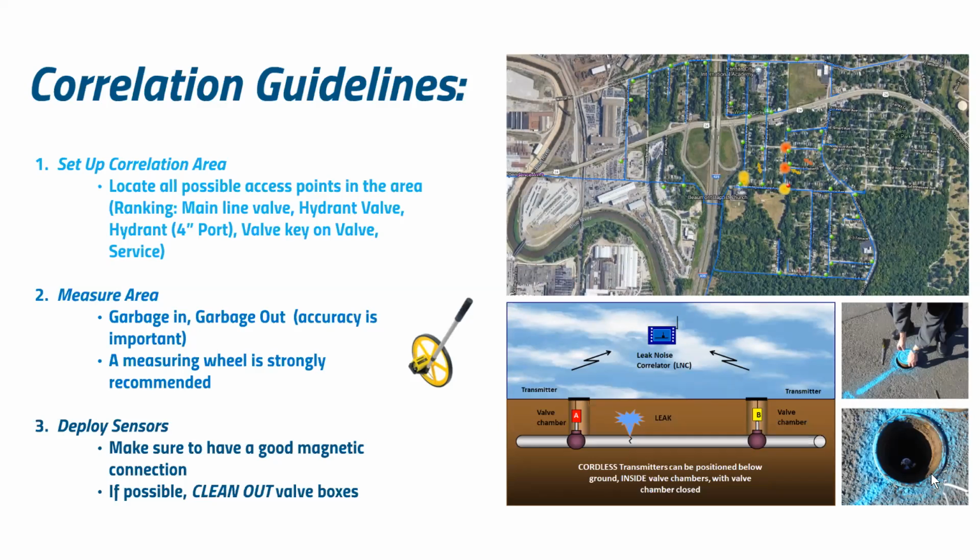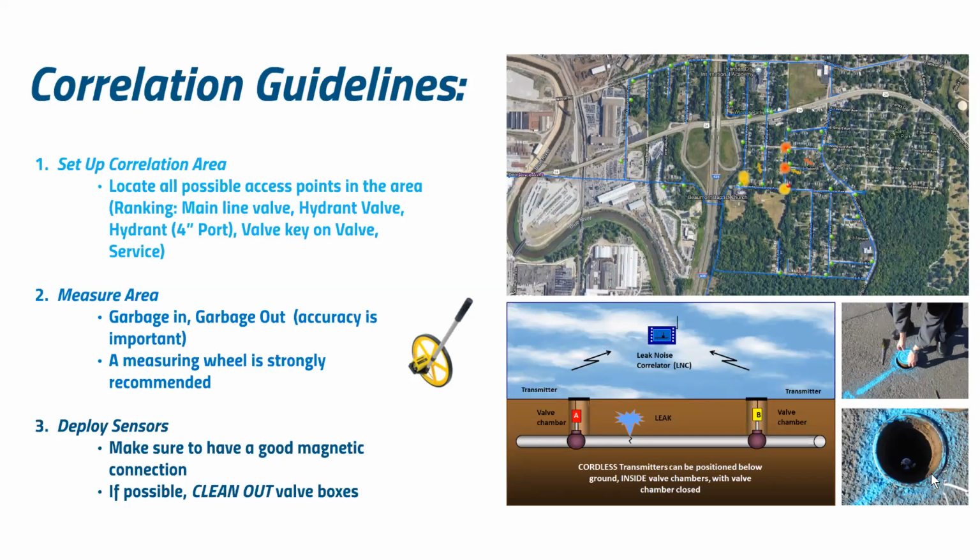There are a couple steps that you need to take to undertake successful and efficient leak detection. First, you want to set up your correlation area. We're going to go out in the field. We have a potential leak on a street. We want to go out to the street and locate all the possible access points to place our sensors or loggers down to capture the leak.